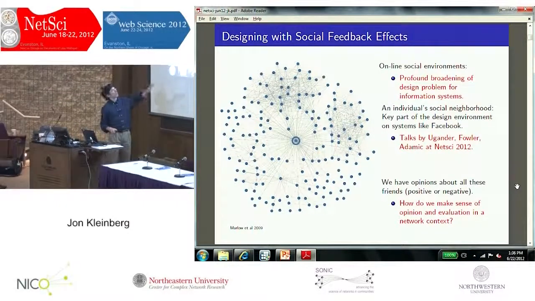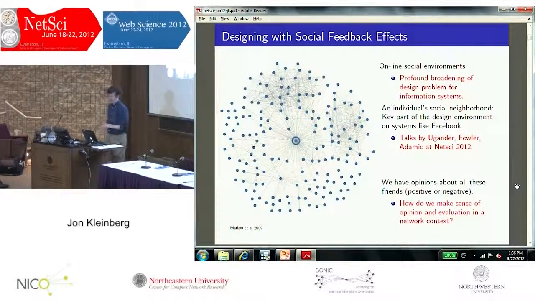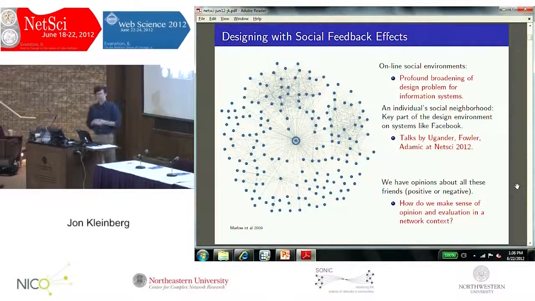One structure at the heart of this is the idea of an individual's social neighborhood, right? The node in the center being some user that you're designing the system for, and all these links out to all of their friends on some site, in this case Facebook, adapting this picture that Cameron Marlowe and his colleagues drew in 2009 of a Facebook engineer who donated his network neighborhood to science. This is the basic structure that one deals with for a lot of these applications.